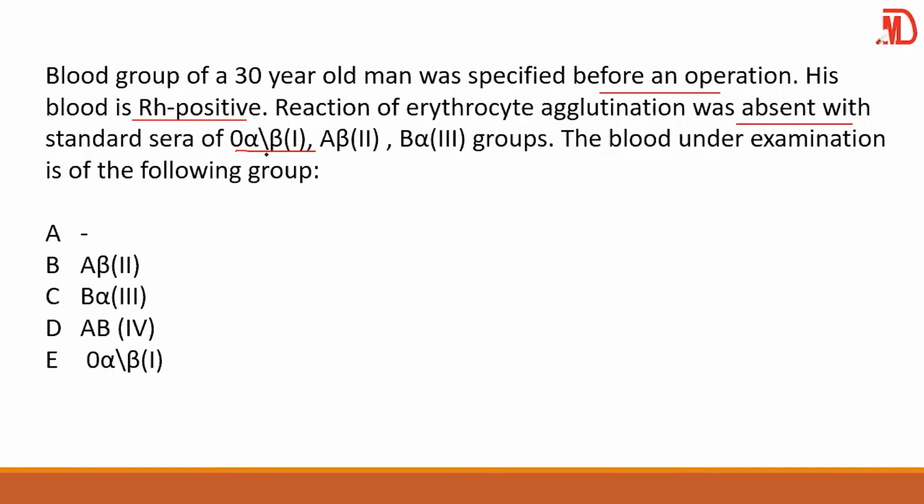What is it? O, that's under A, I, and I. What it means is that, when you give O to everybody, no agglutination was present. No wonder blood group O is a universal donor. So over here, they are referring to a blood group that, when you give it to all the blood group types, there will be no agglutination. And that blood group is blood group O. So the answer is E, blood group O.